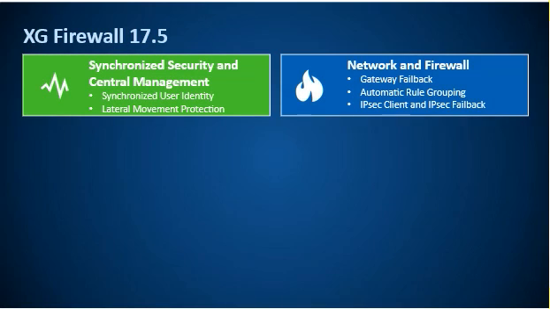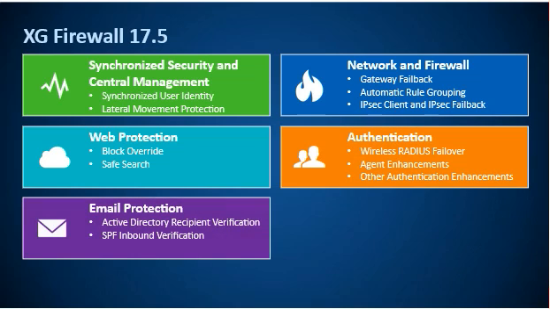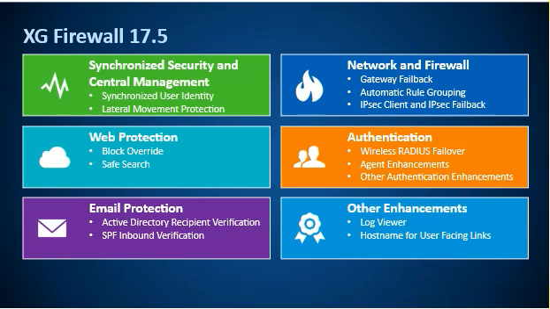XG Firewall version 17.5 is packed full of new features and enhancements. Some examples of these powerful new features can be seen in Synchronized Security, which includes synchronized user identity and lateral movement protection, and version 17.5 also delivers our new IPsec client, Sophos Connect. There are many other smaller features and enhancements across the whole platform, including web block overrides, authentication agent improvements, additional email protection options, and updates to the log viewer.